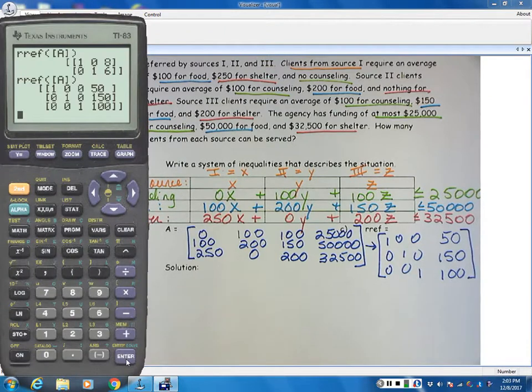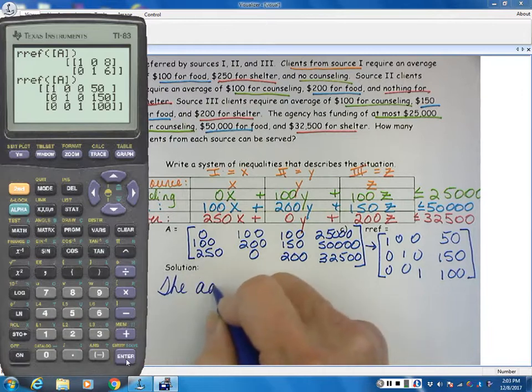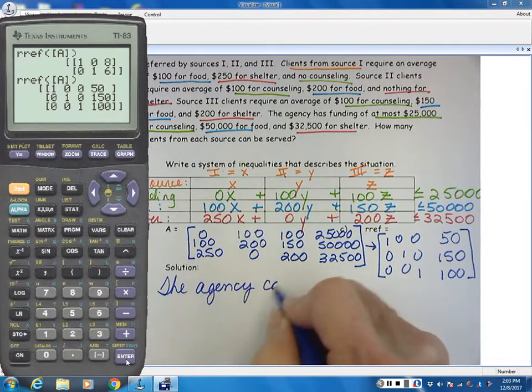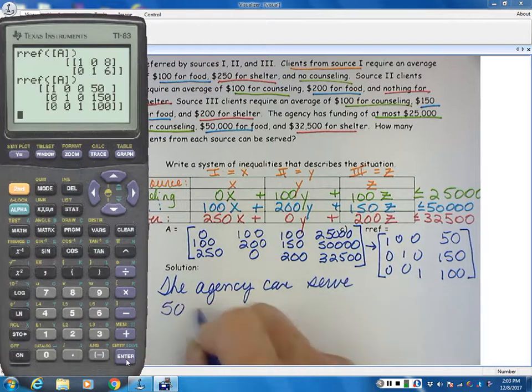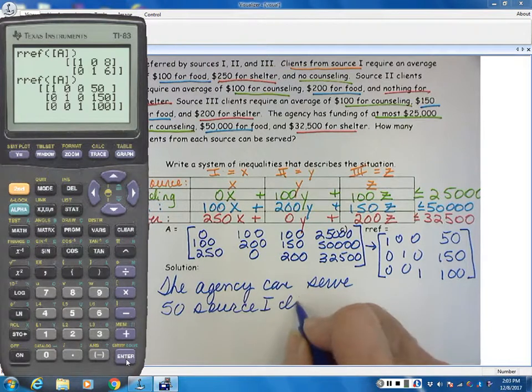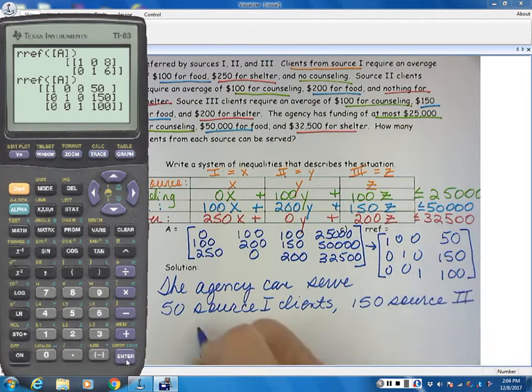So the solution in a sentence: the agency can serve 50 source 1 clients, 150 source 2 clients, and 100 source 3 clients.